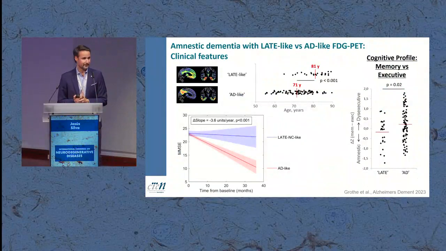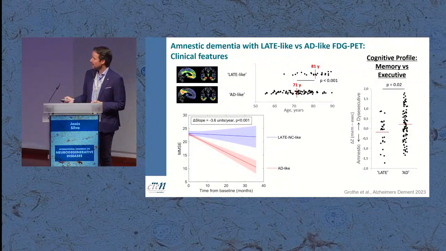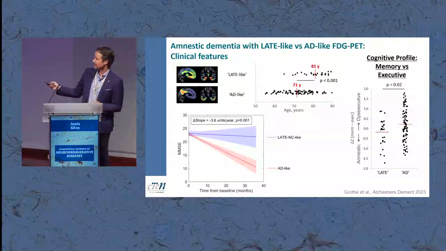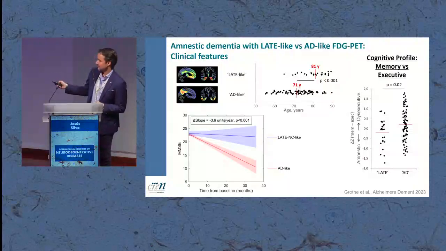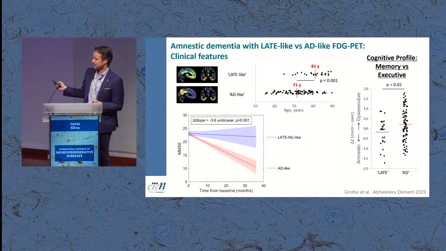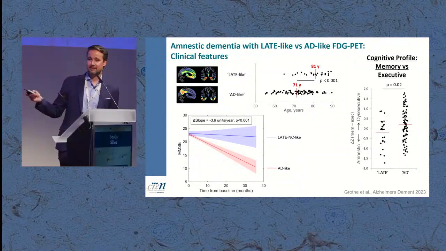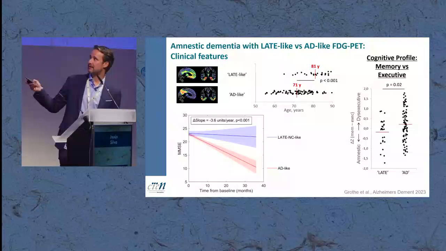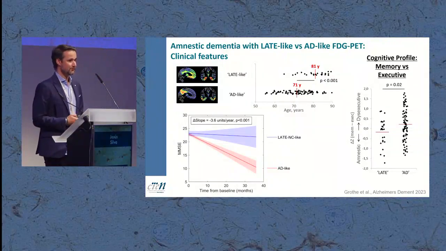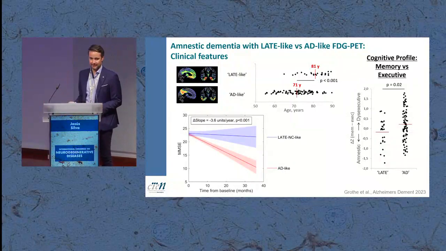And if we compare these groups to see if we can see any clinical differences between them, we can see that LATE-like patients were significantly older. They were very slow progressors. And we also calculated this variable, that is the Z-score difference between memory and executive scores. So a negative value on this scale would mean that the patient is more amnestic, and a positive value that it's a more dysexecutive cognitive profile. And we can see that LATE-like patients are more amnestic than AD-like.